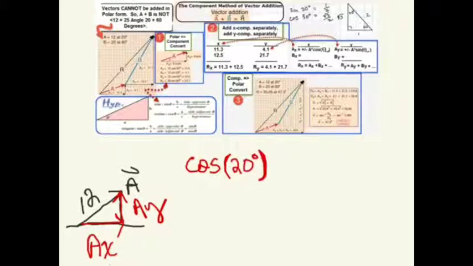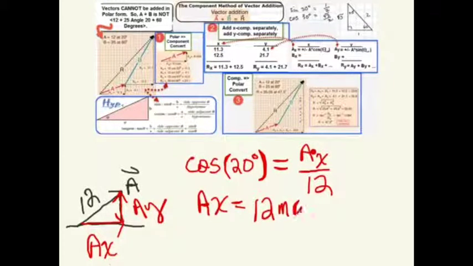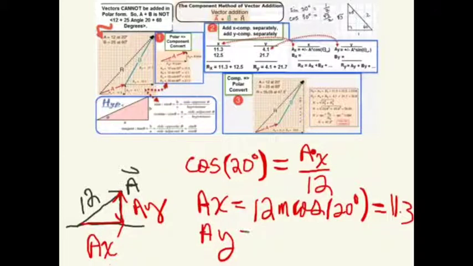So, cosine is the adjacent over the hypotenuse, and so for the A vector, that's 20 degrees, the adjacent, which is A sub x, is 12 meters cosine of 20 degrees, and this is where the 11.3 comes from. The y component is 4.1 meters. It's a sine, and so that is the hypotenuse, or 12 meters, times the sine of 20 degrees.